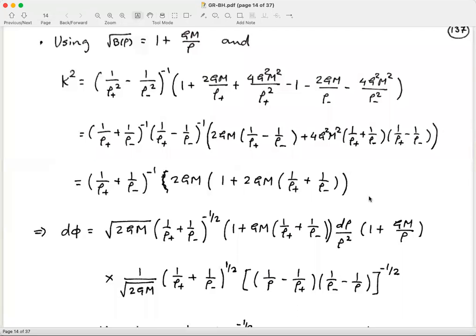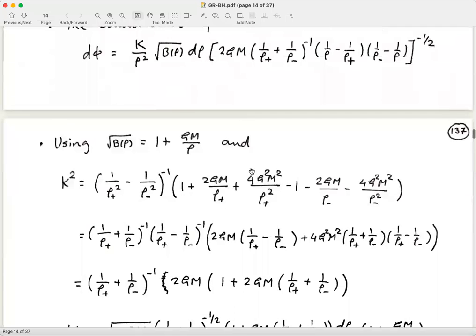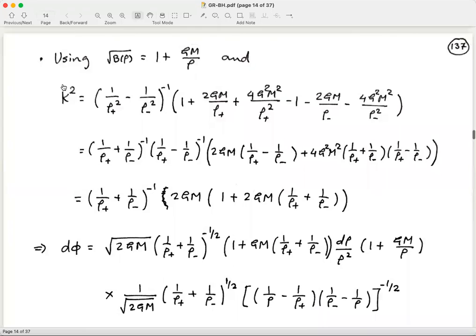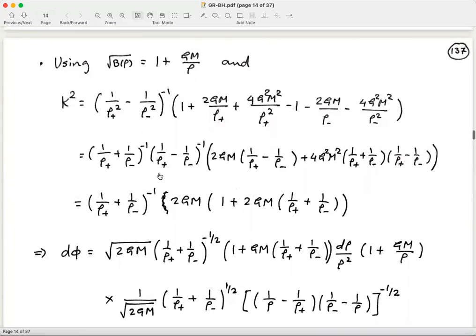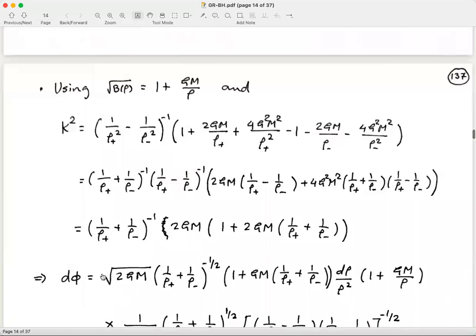Many of these quantities are just constants, but they are useful quantities. They simplify some of these expressions. Now remember, this is k squared. We really want k in our expression, so we have to take a square root of that. So you get root 2gm, this to the minus half, and this to the half, which we will expand again and write as 1 plus gm upon 1 over rho plus 1 over rho minus. The factor of 2 goes away in the binomial expansion.